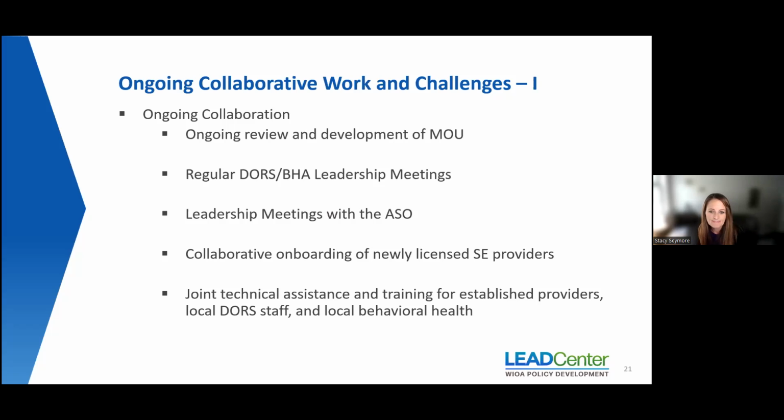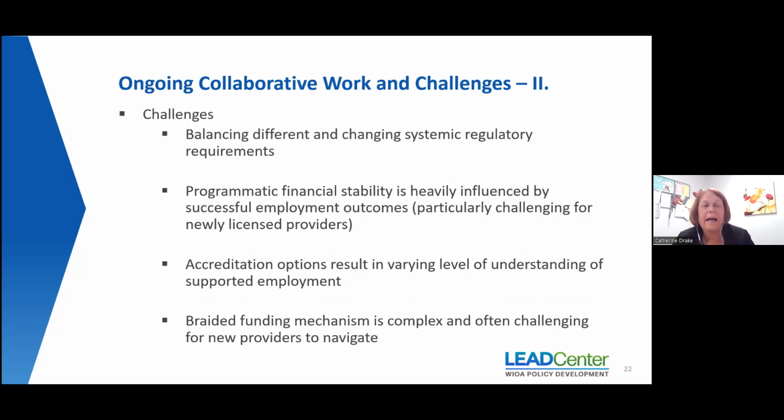Next slide, please. So some of the challenges that we face on a daily basis are the balancing of different and changing systemic regulatory requirements. Programmatic financial stability is heavily influenced by successful employment outcomes. And this can be really challenging for a new provider, as they're trying to balance making money and getting people placed. And it's really when they have the people working that they start to make the money. So it takes a minute to get there.